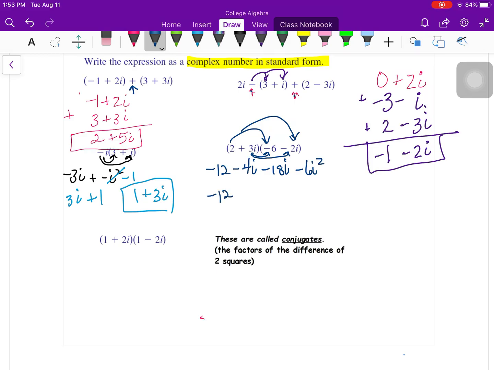So that gives me a negative 12. I can combine these two. That gives me a negative 22i. This i squared gets replaced with a negative 1. So I have a negative 6 times negative 1 is positive 6. Negative 12 plus 6 is negative 6 minus 22i.